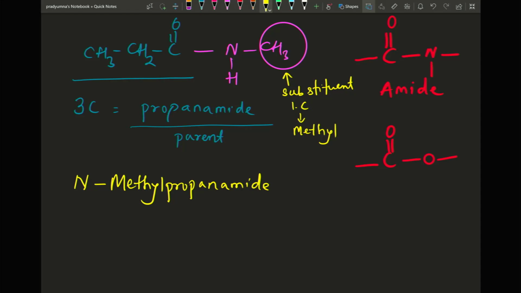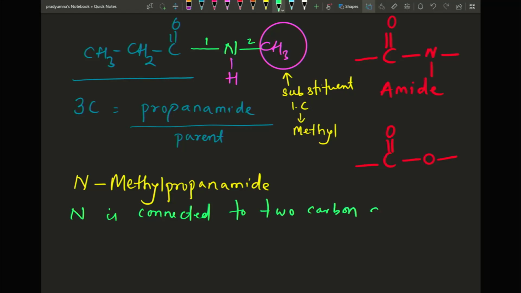So let's figure out what kind of amide this one is. If you look carefully, the nitrogen is connected to two carbon atoms, one to the left and one to the right. So if it's connected to two carbon atoms, this means this has to be a secondary amide.